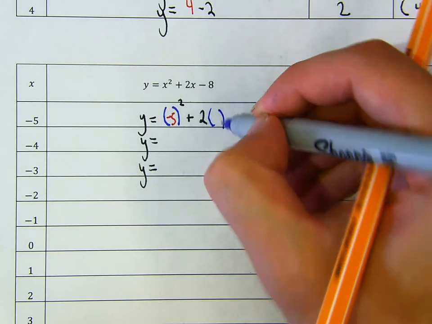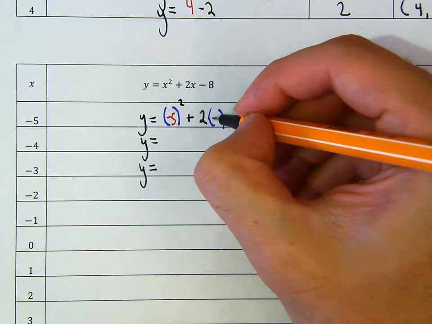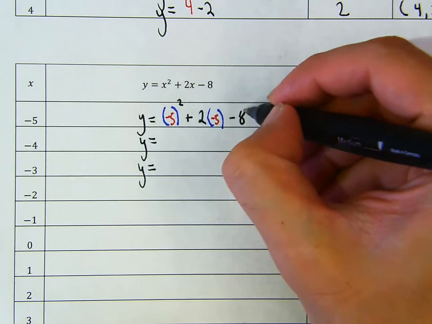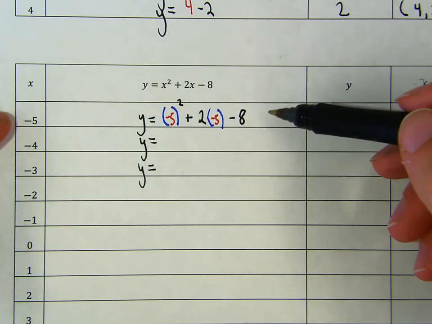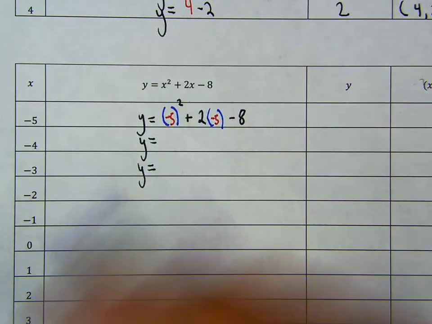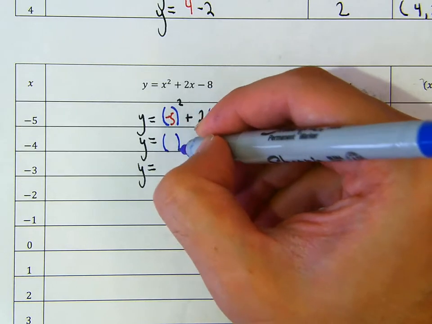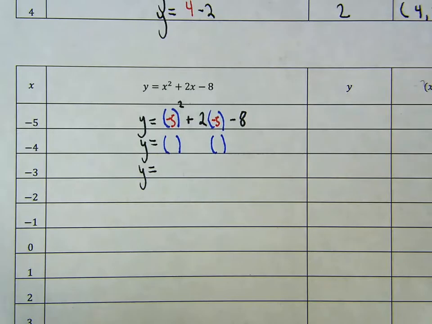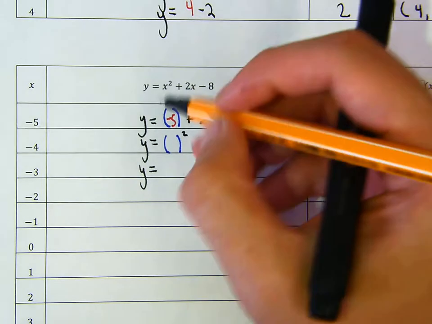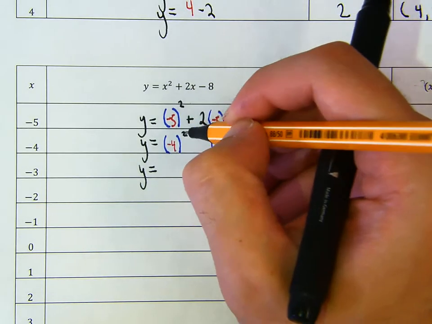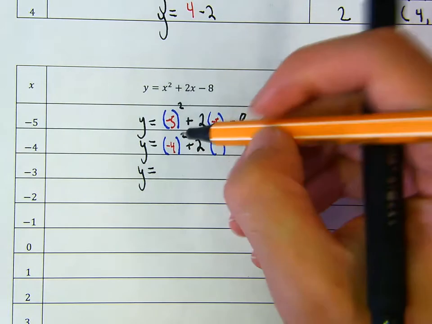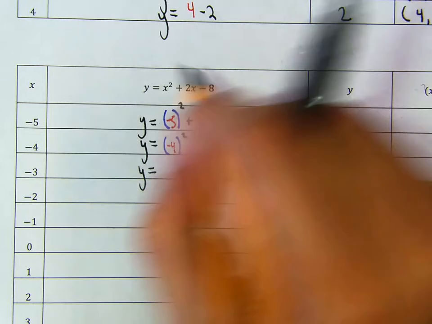times -5 minus 8. Right? And I have to do this for every single point, right? What would the next one be? This would be, what am I going to put in here? This is -4 squared plus 2 times -4 minus 8.